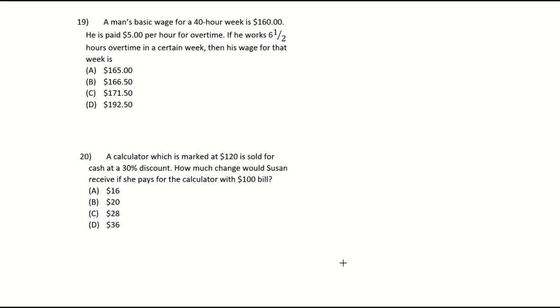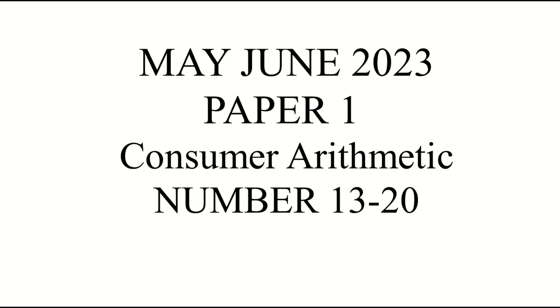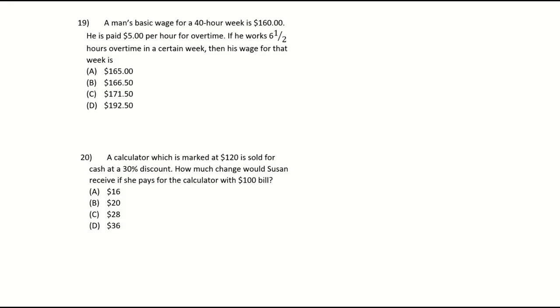Number 19. We did this question already. A man's basic wage is 40 hours for the week, 160. He's paid 5. Well, now they changed this up a little bit. They told you how much he's earning for the hour. If he works 6.5 hours overtime in a certain week, his wage for that week is.